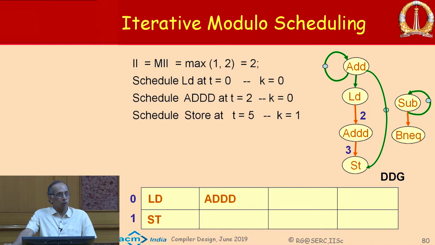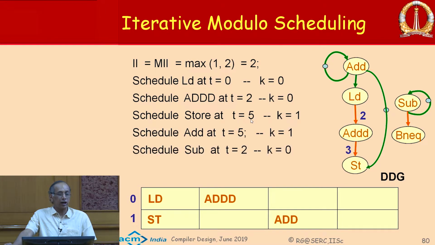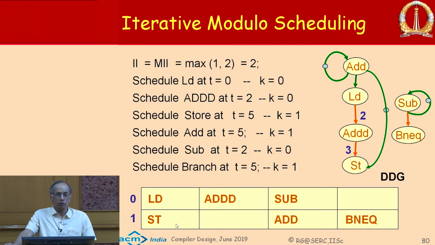Then the next is store. Store can only start at T equal to 5, and 5 is essentially time step 1 in the modulo reservation table. So, you can put it there. Now, what about the integer add and the integer subtract? Their times are given here, and you can see that they are also not conflicting. Then lastly, you have the branch instruction, that is also not conflicting, you can put it in there, right. So, this is how you try to do software pipeline schedule. Okay.